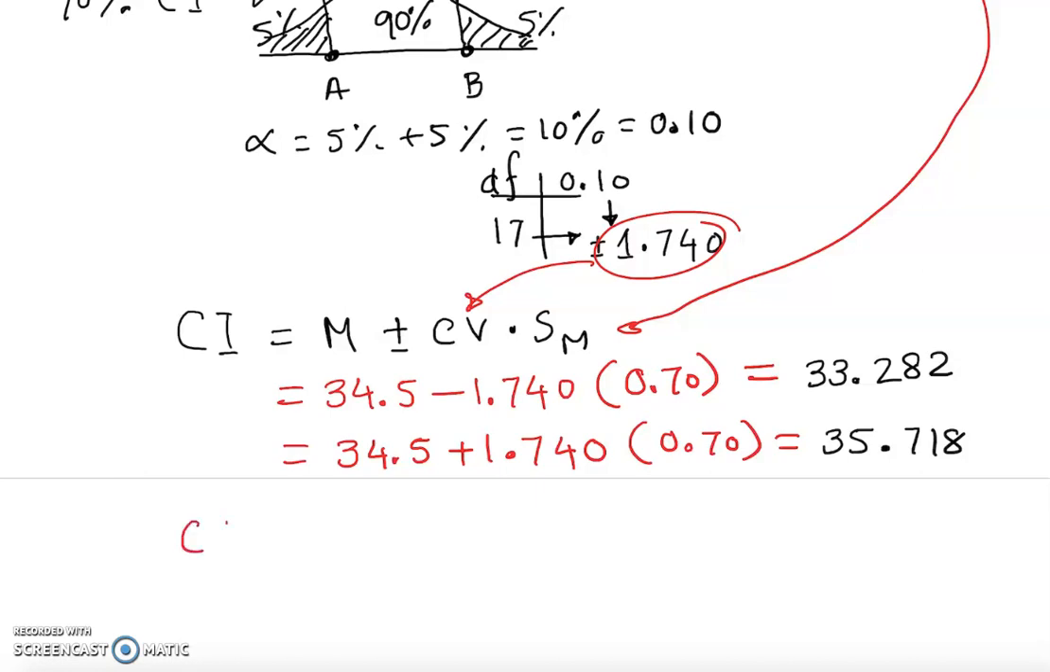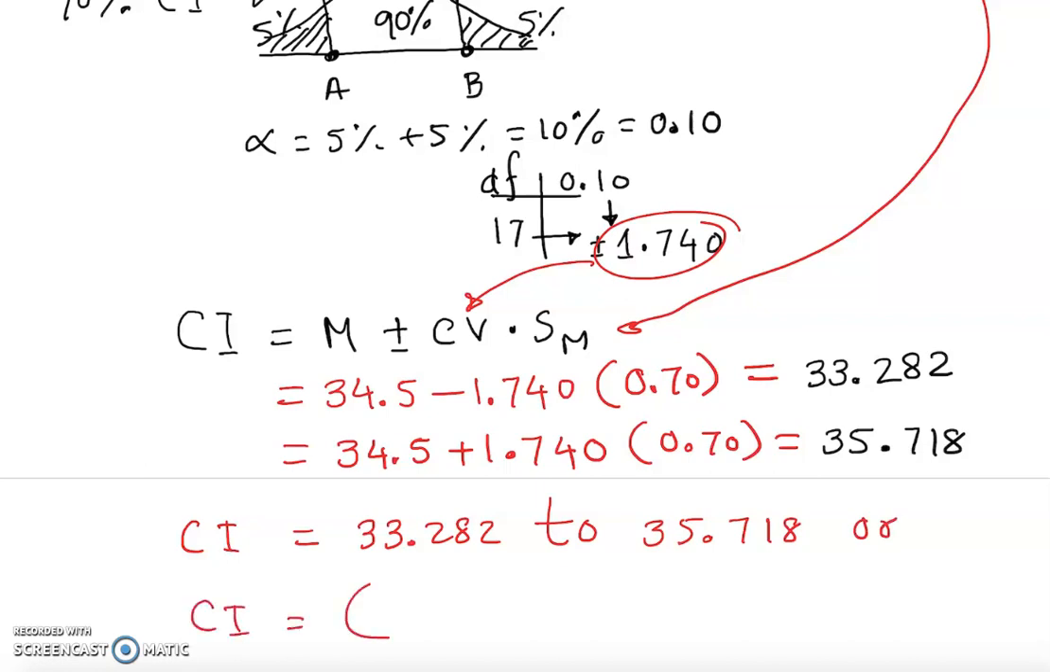Well, confidence interval is equal to, you can say, 33.282 to 35.718, or confidence interval is equal to 33.282 comma 35.718. Otherwise fine. And how do you interpret it? We are 90% confident that the true population mean is going to fall between 33 and 36 approximately.